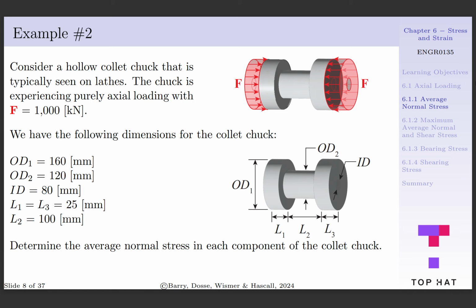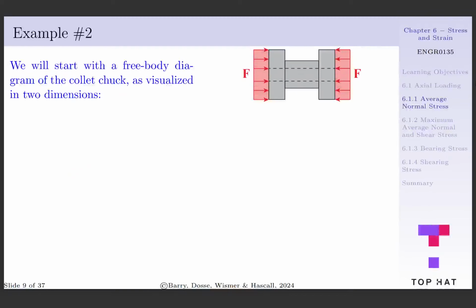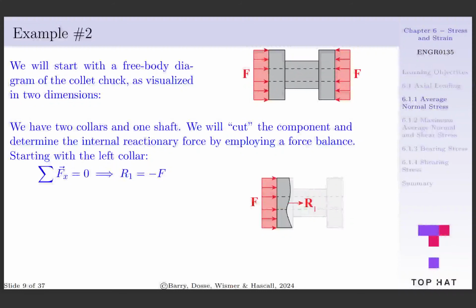We want to determine the average normal stress in each component of the collet chuck. We'll start with a free body diagram of the collet chuck in 2 dimensions. With each component, we'll make an imaginary cut and determine the internal reactionary forces by employing a force balance, i.e. our equilibrium equations. Starting with the left collar, our equilibrium equation for the x direction tells us that R is equal to negative F.